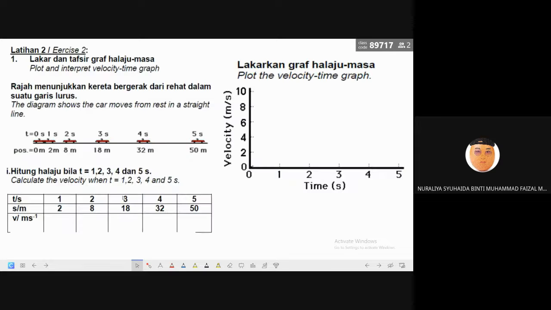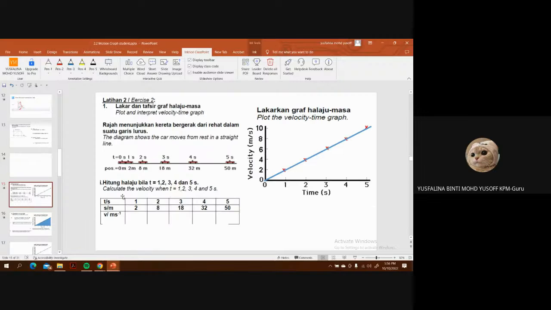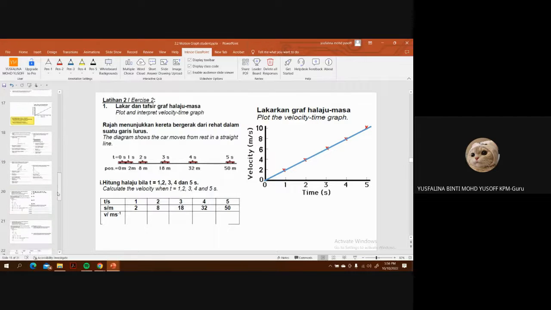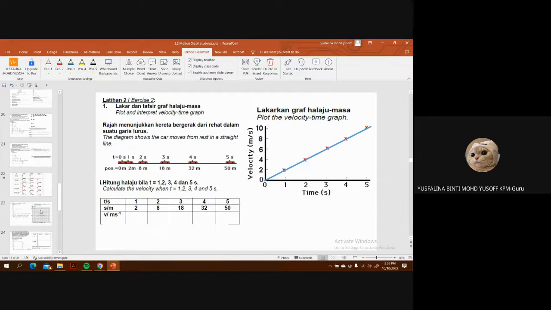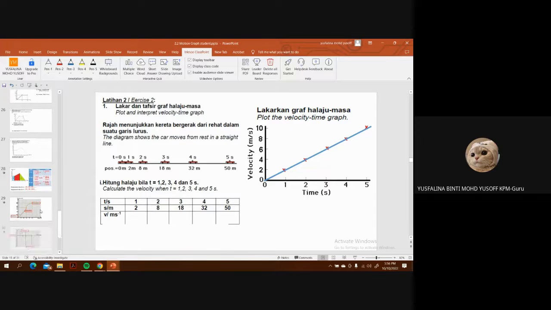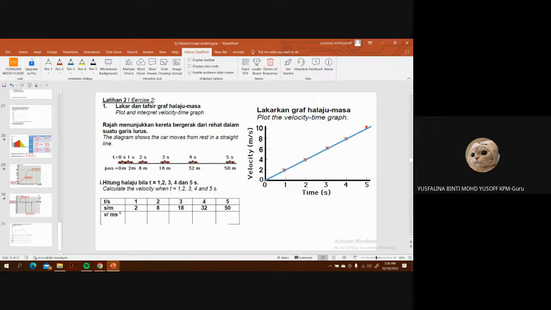Okay. Alright. So saya tak nak pergi lagi graf halaju masa. Okay, I don't want to go to the velocity time graph yet. You must know how to answer the displacement against time first. Okay, saya bagi soalan lah.